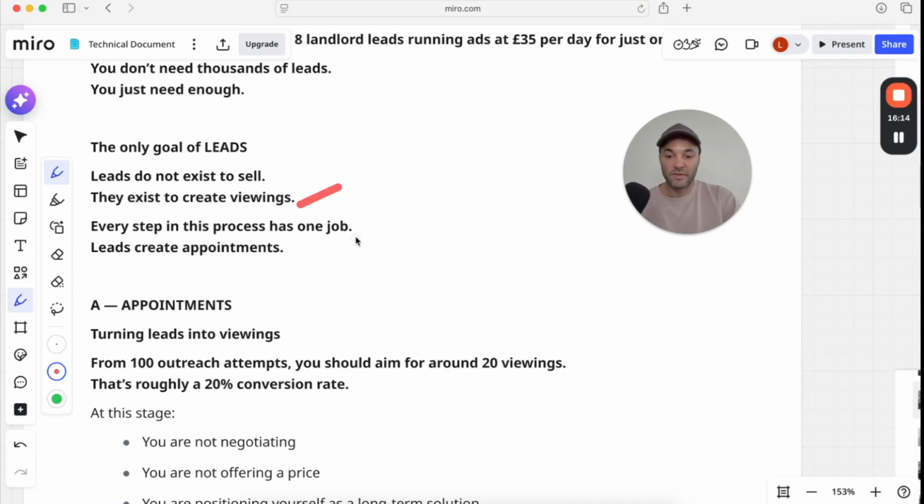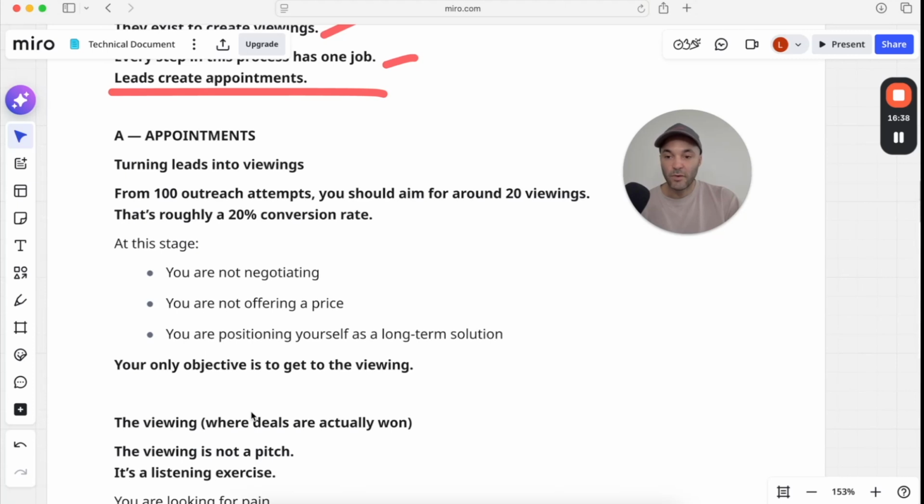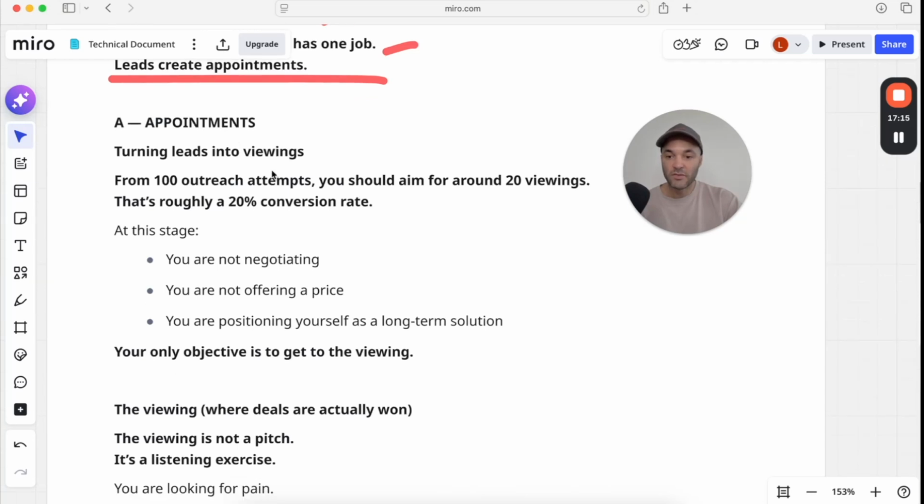Every step in this process has one job: leads create appointments. Now that moves us on to the next part of the LAPS framework, which is A for appointments. So now you've got your leads firing, you've got paid ads running, you've got direct to landlord letters working for you in the background, you're doing your online outreach. The next step is to get a viewing. So you have to turn these leads into viewings and appointments.